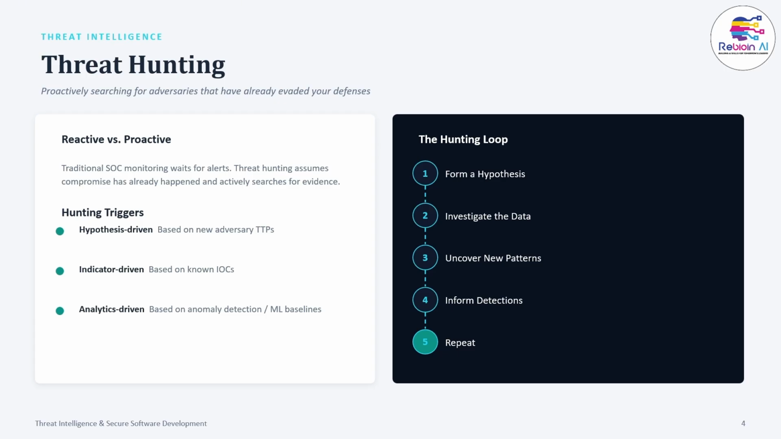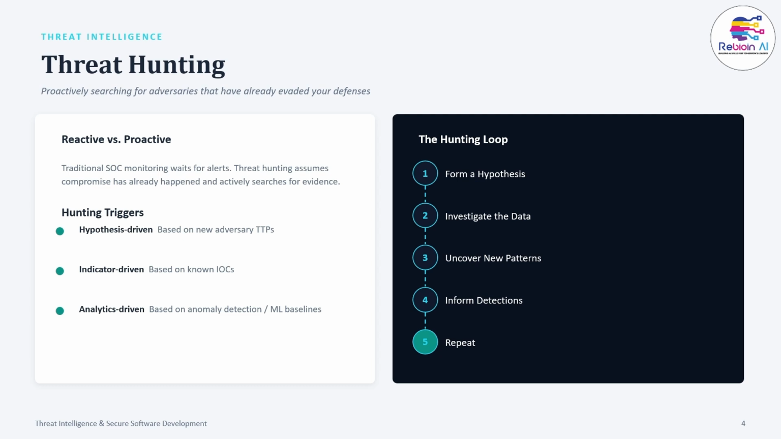Second, indicator driven. That is, I just learned about a new malicious IP address from a threat report and let me check if anyone in our network has talked to it. Third, analytics driven. Our system flagged something unusual, like one employee laptop suddenly sending large amounts of data at 3 a.m.